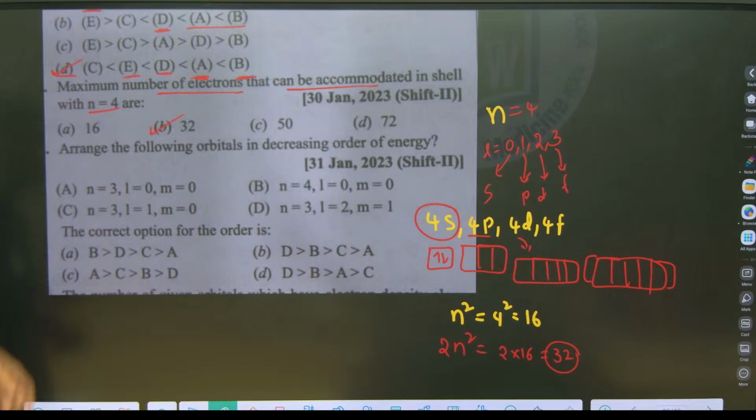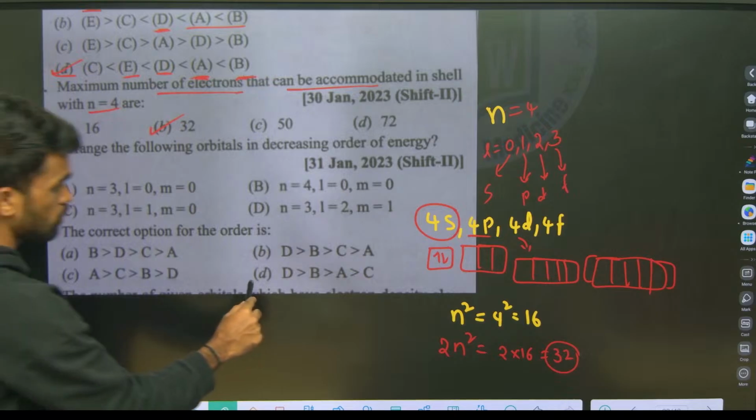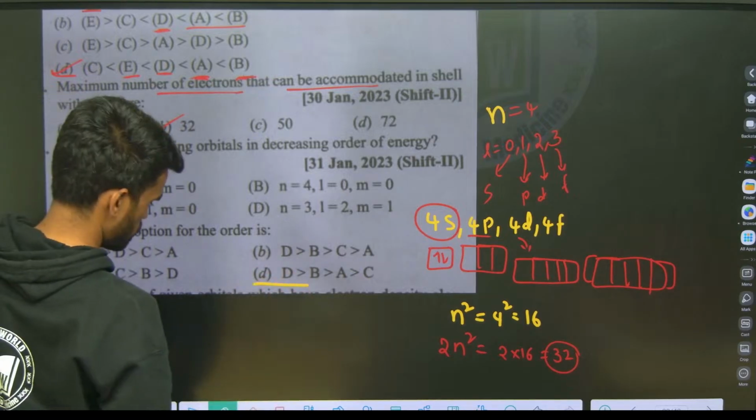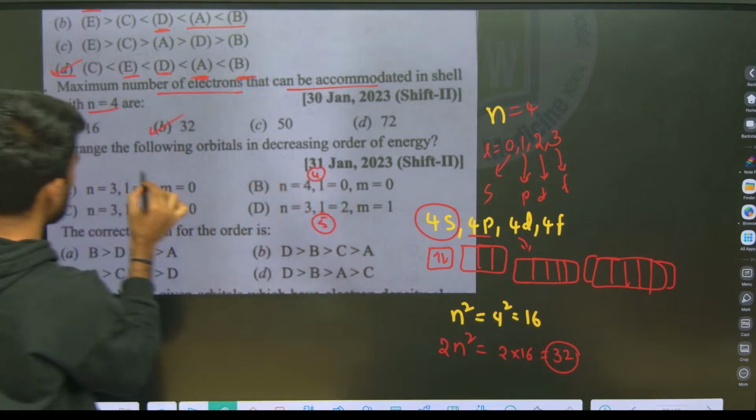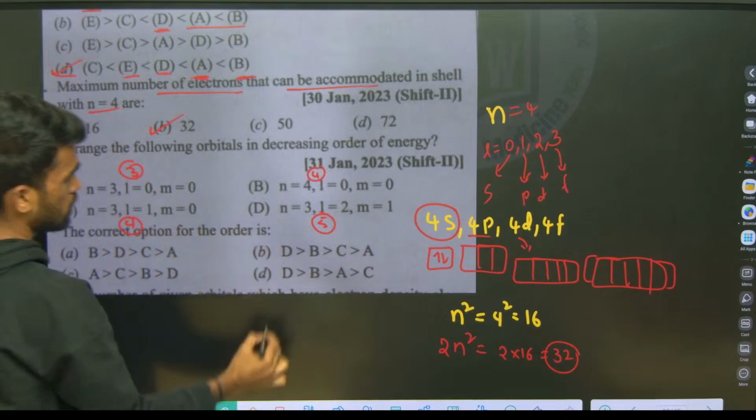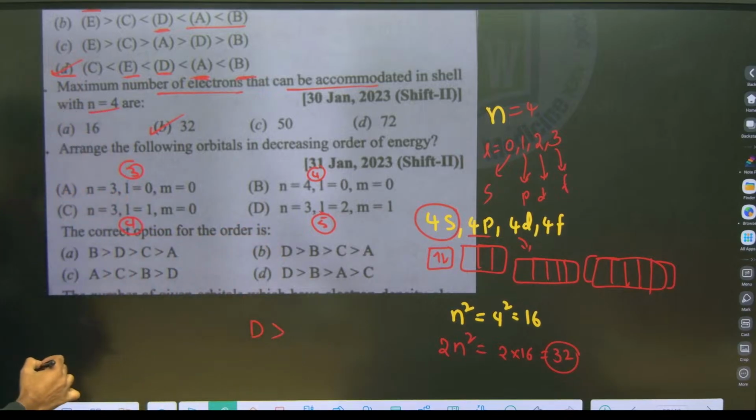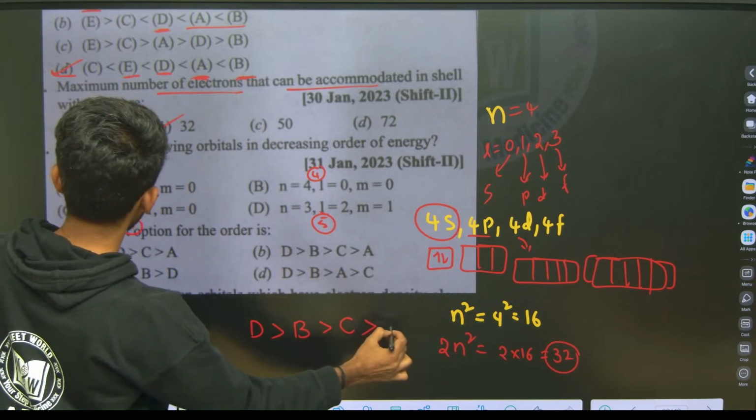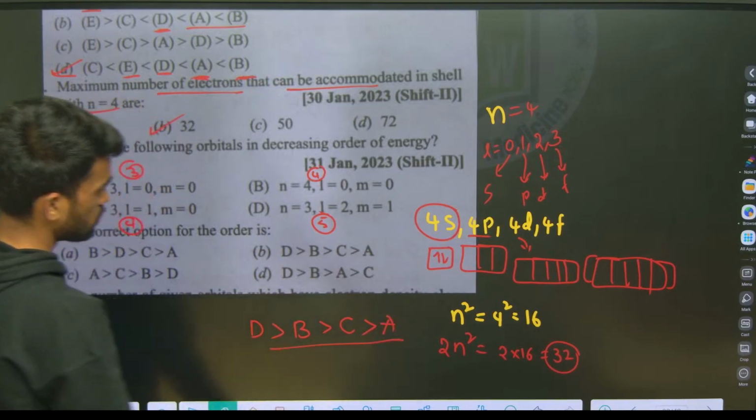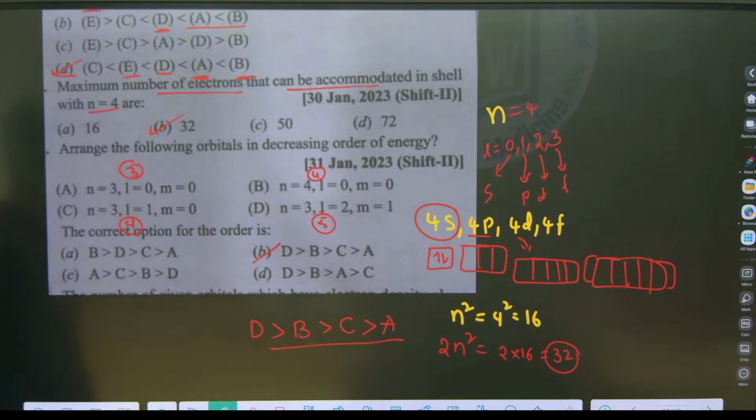Next question. Arrange the following orbitals in the decreasing order of energy. Which is highest? This one you are saying? So here 5, just take n plus L value, 4 here and 3 here and 4 here. So capital D is highest, and the next B, C, A. So where do we have B, D, C, A? Option 2, over.